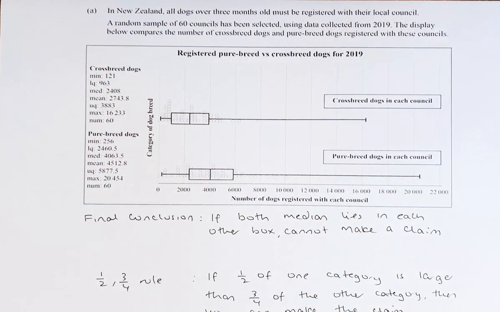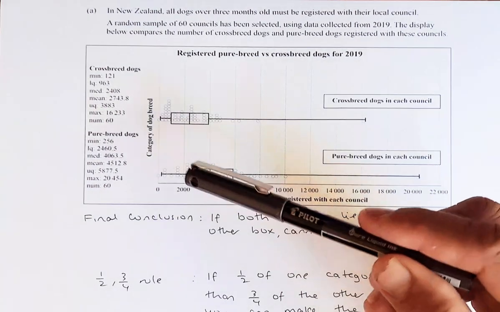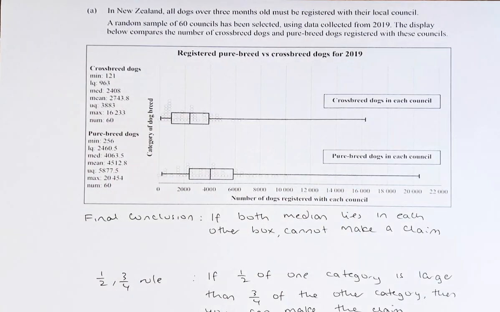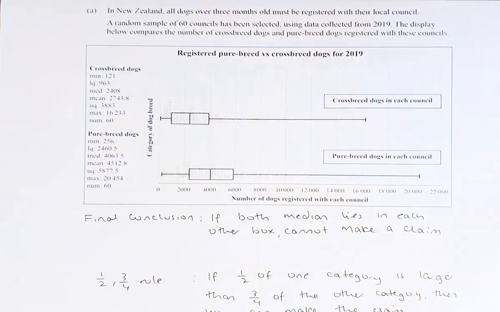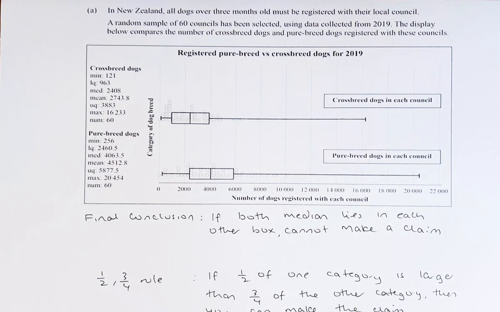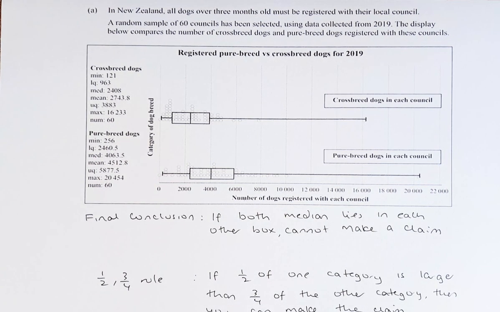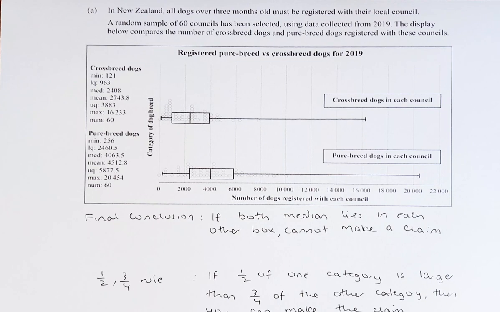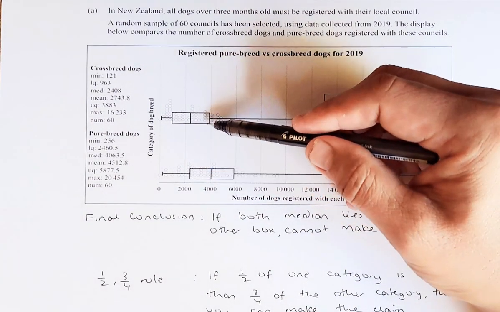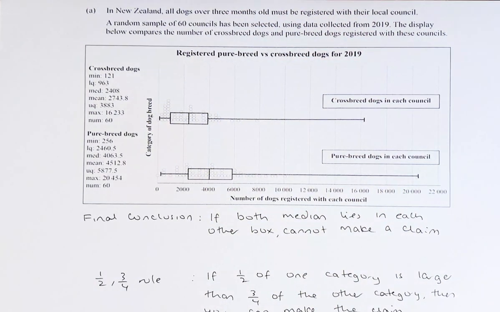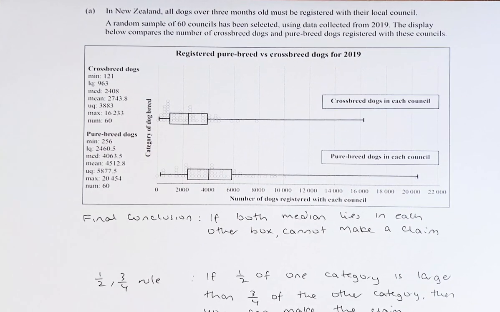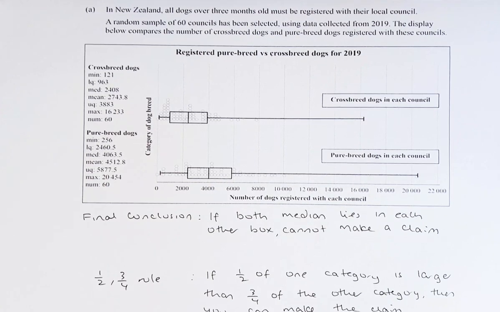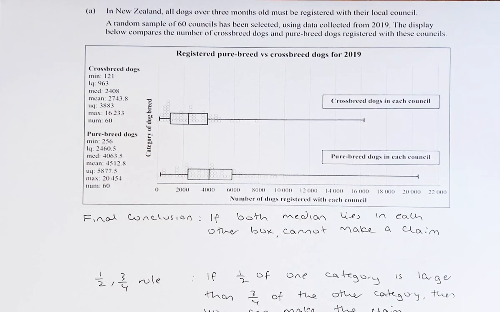The final conclusion is based on whether the median lies inside each other's box. If both of the medians lie in each other's box, then we cannot make the claim that one has a bigger number than the other. In our case, the median seems to lie outside, and we'll confirm it. This can be confirmed by the half 3/4 rule. If half of one category is greater than 3/4 of the other category, then we can make the claim that the number of registrations of one category is bigger than the other.